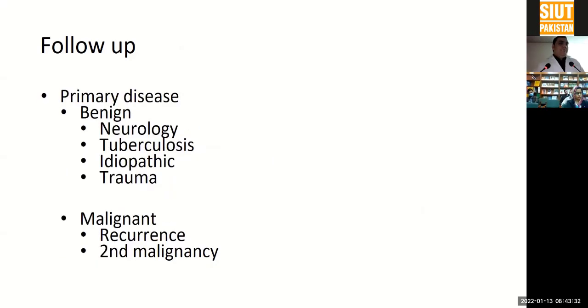Primary disease can be benign or malignant. Benign includes neurological factors and diseases, such as second is tuberculosis, idiopathic and traumatic disease. Why is it important to consider the primary disease when you are following these patients? Yes.